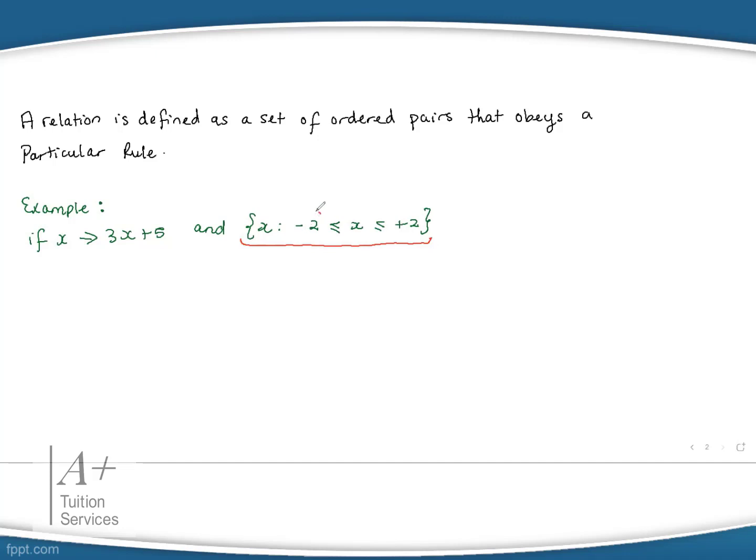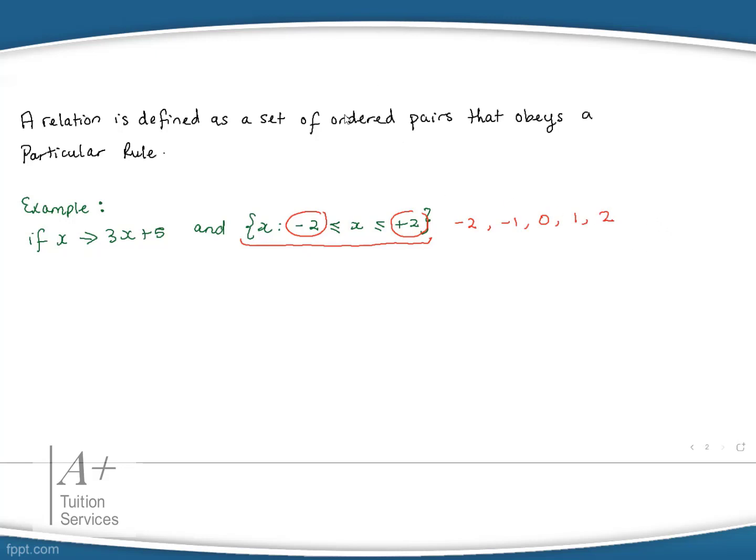It's going to start from -2 and end at positive 2. So the values between -2 and positive 2 will be -2, -1, 0, 1, 2. And we stop there, right?